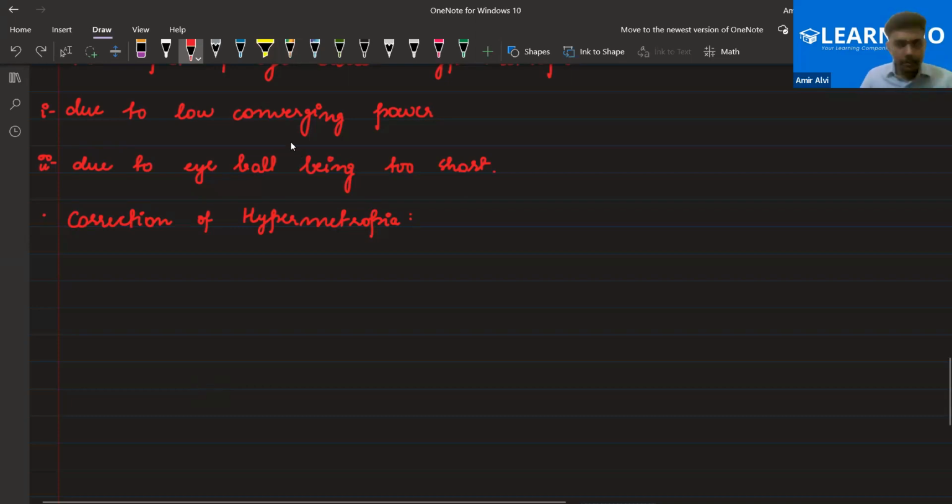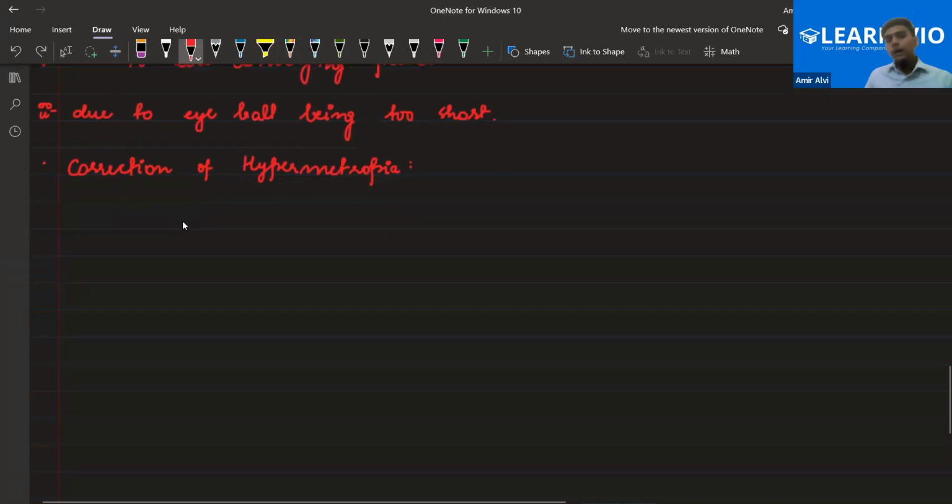Okay, Shazil, thanks so much for waiting. Now let's understand how to correct the hypermetropic eye. First of all, this is the eyeball, and this is the lens. Suppose that the object is placed at 25 centimeter, somewhat like this.